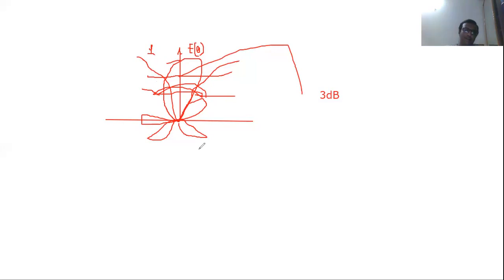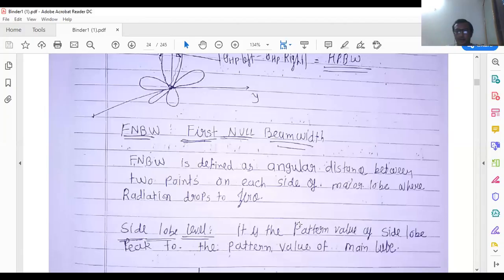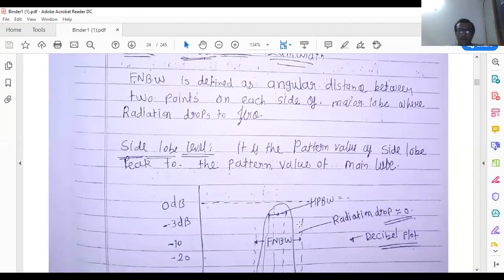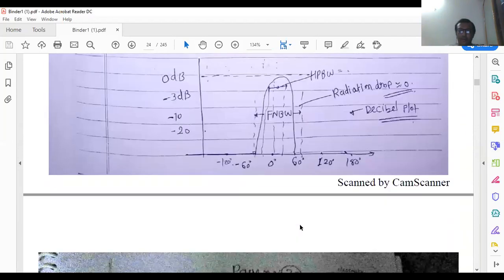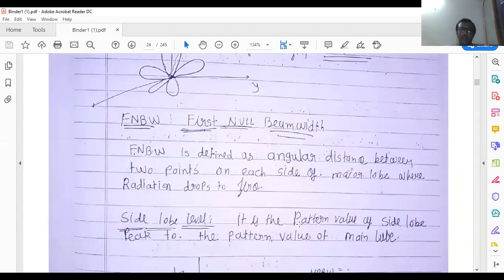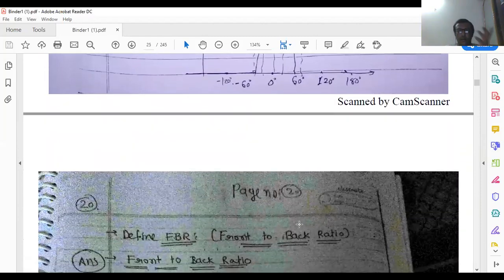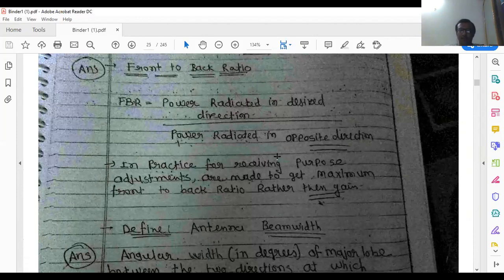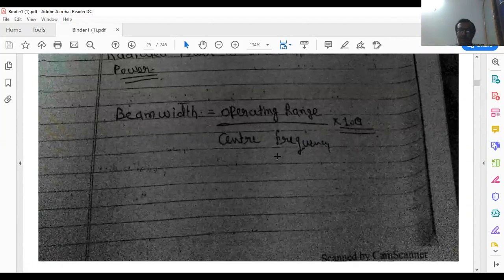So half power beamwidth is equal to 2 multiplied by first null beamwidth. See this equation. Side lobe level is the ratio of the peak value of the minor lobe to the major lobe. It is known as side lobe level. Front to back ratio was already discussed: power radiated in the desired direction divided by power radiated in the opposite direction.